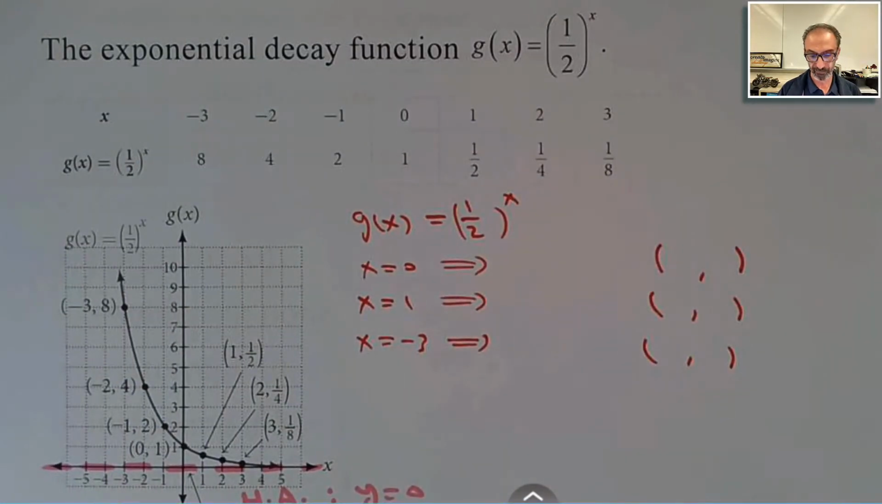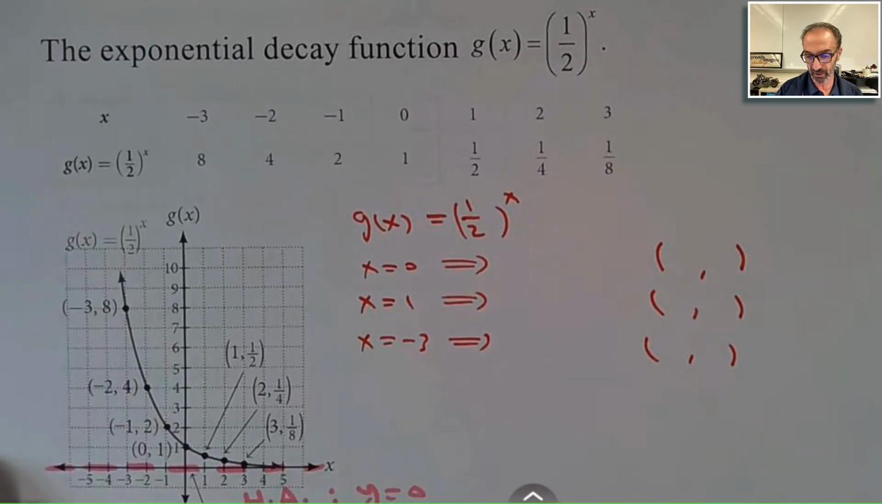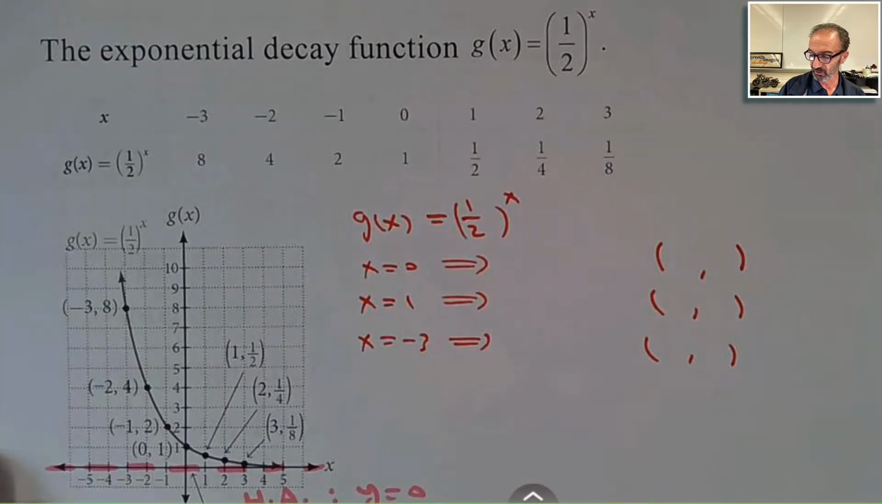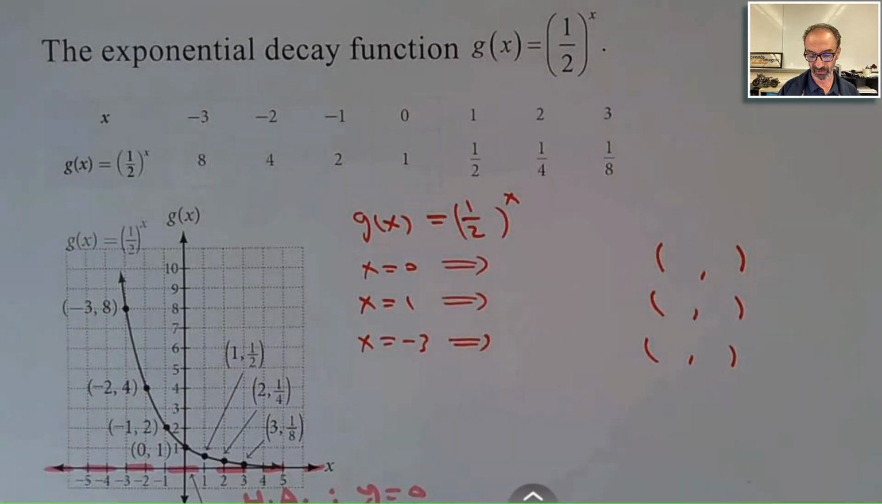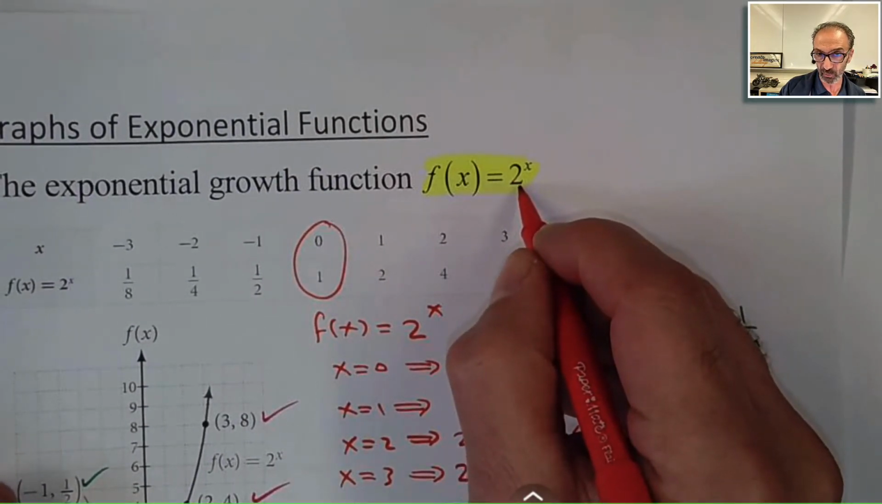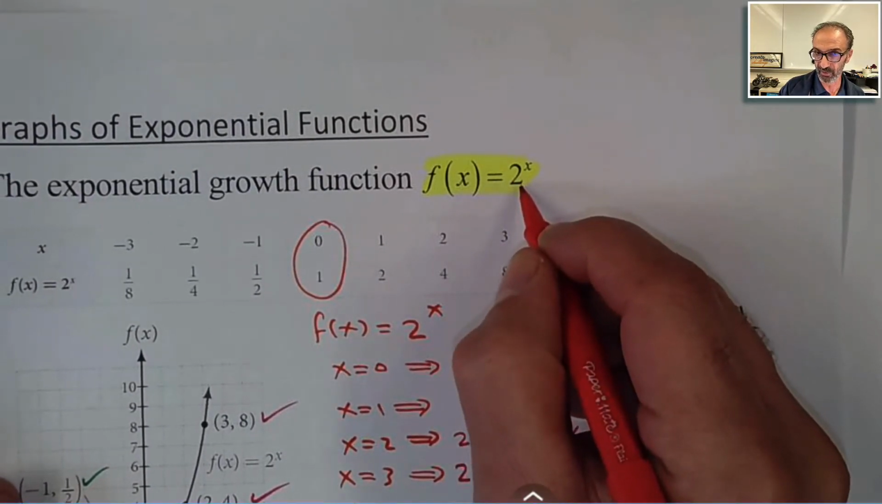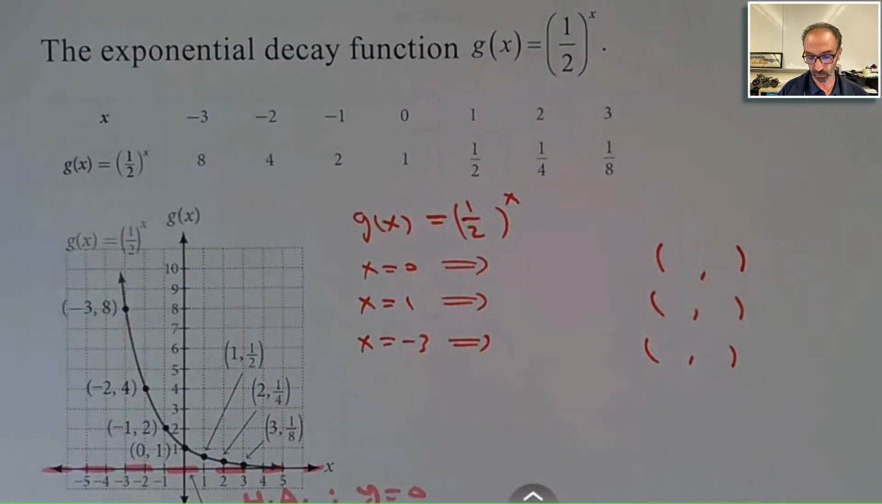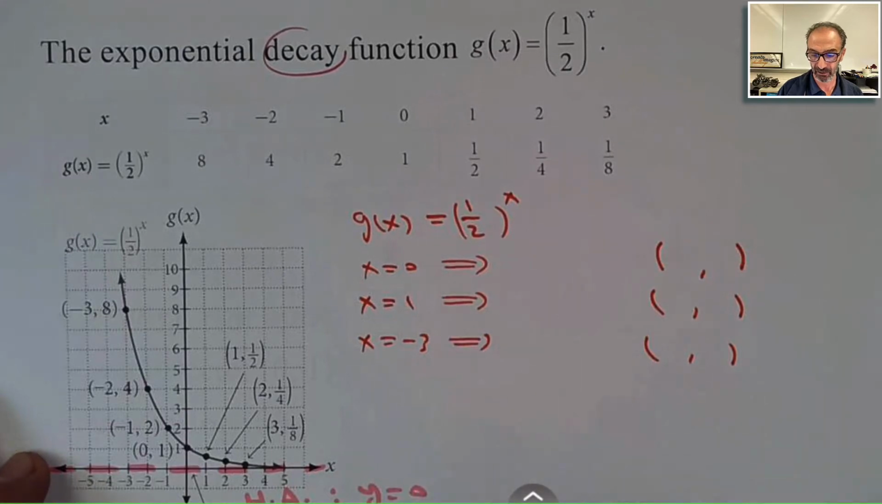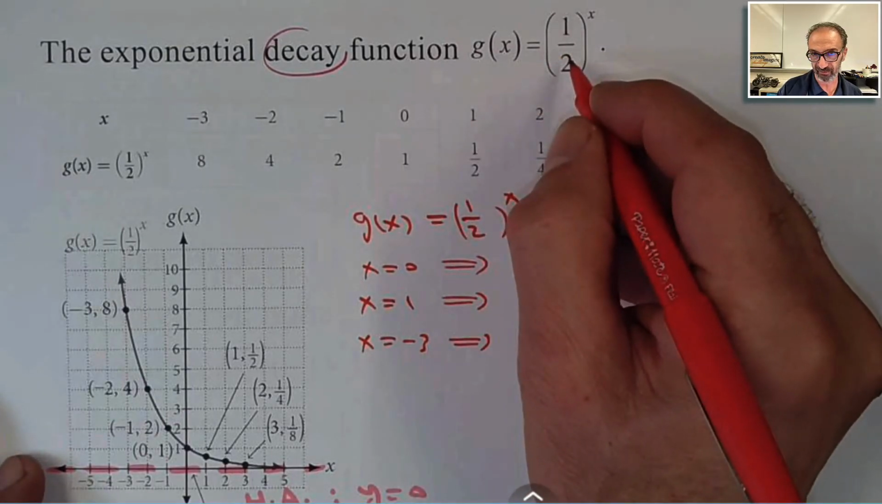That's graph number 1. The other one will be called 1/2 to the power x. I'm gonna support the previous one in a lot of different ways. The base here is 2, which is more than 1. That's called exponential growth. Here it's exponential decay. Notice that the base here is half.